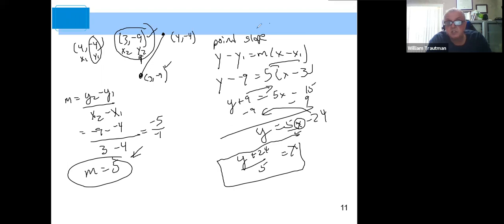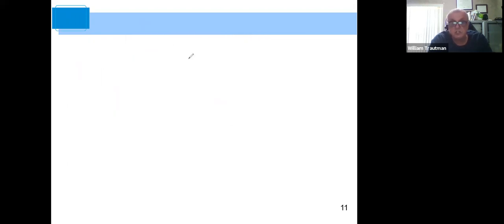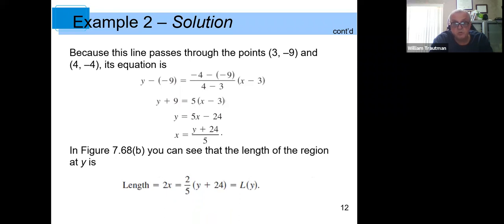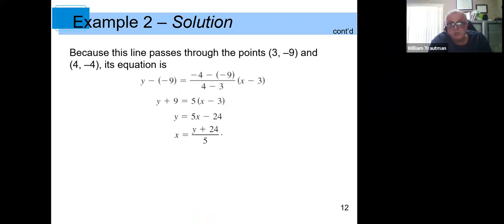Let's see, and then we'll go to the next slide. I'm sure they're going to have all the work for us there too. Okay, they used, yes, the same thing. And then we solve for x, y plus 24 over 5. Okay, so this is where I got it.